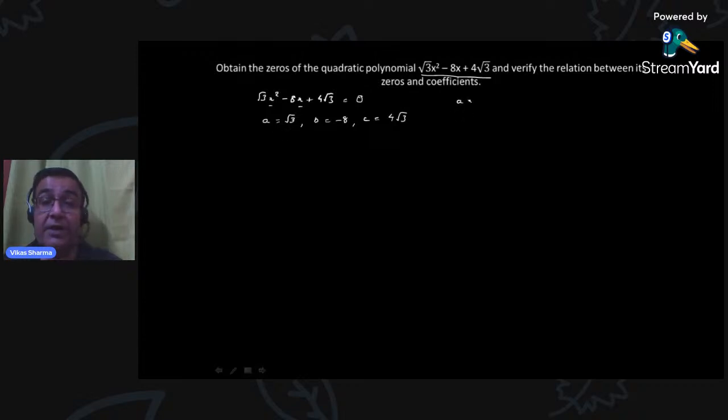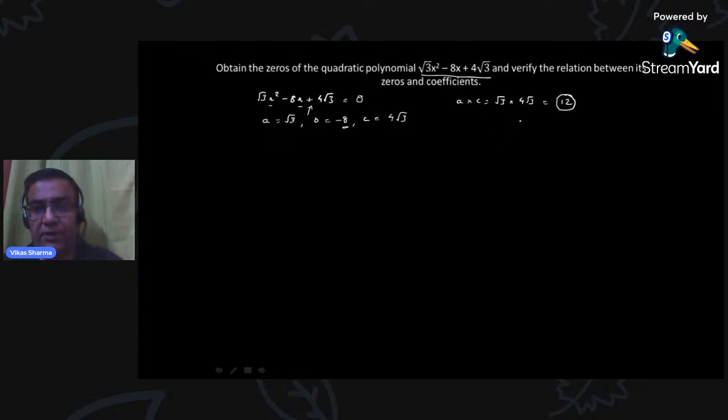So a multiplied by c, that means root 3 multiplied by 4 root 3 is going to give us 4 into 3, which is 12. So we have to find two factors of 12, such that we look at this sign. This is a positive, that means the sum of the two factors should be equal to the middle term, which is 8.